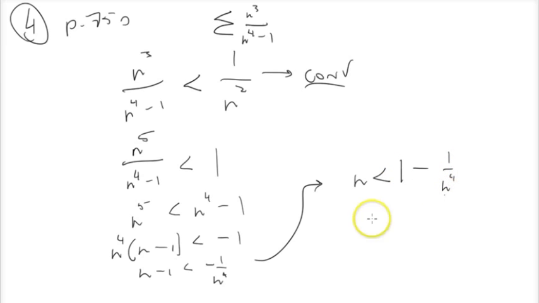And now this seems false. Remember, we're starting at n equals 1. So if we plug in 1 for n, we'd get 1 is less than 1 minus 1 over 1, which is 0. We would get 1 is less than 0, which is false. So this inequality is false, and so does this. So our comparison test for that failed.